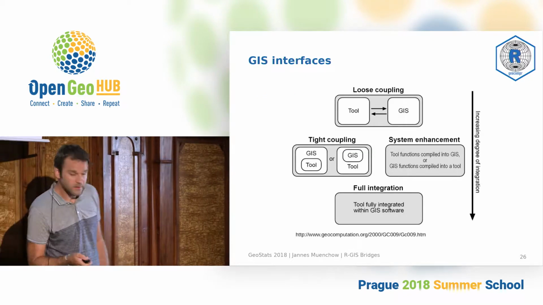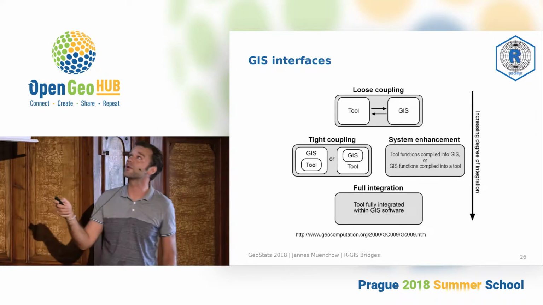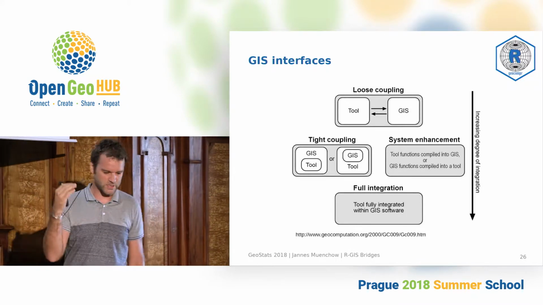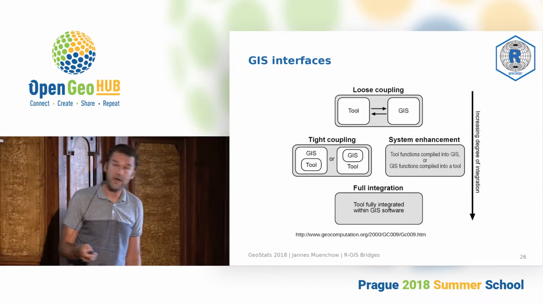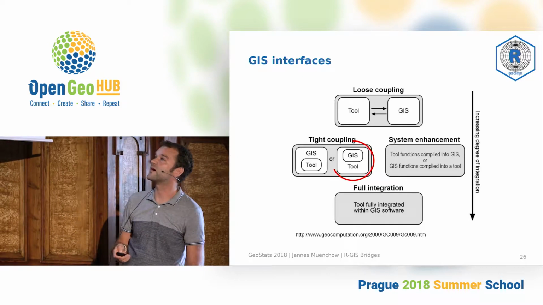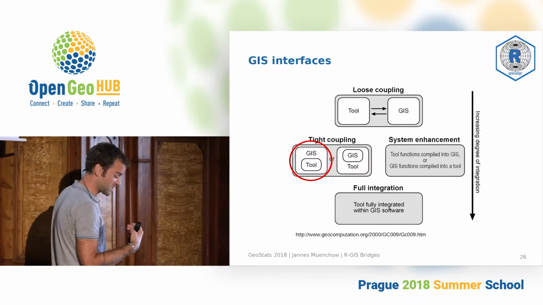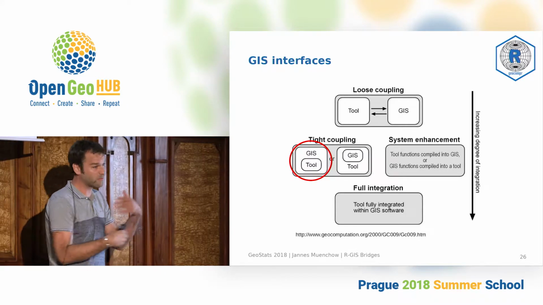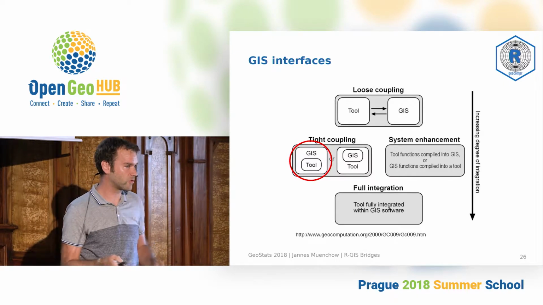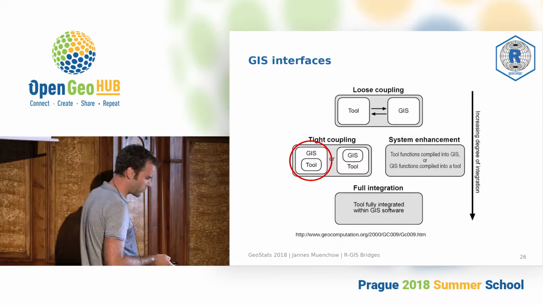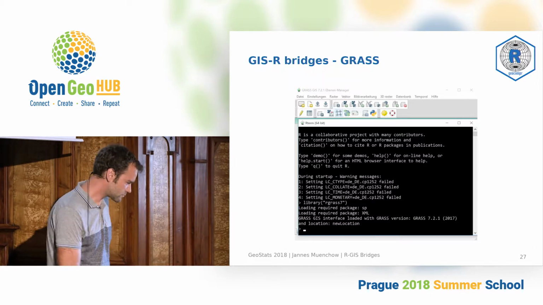There are different degrees of integration. Here is an increasing degree of integration. So loose coupling would mean you just export data from a GIS and then import it in R, then do some analysis, export it back into the GIS. And the tight coupling, this is what we find here, is if you can use a GIS from within another tool, such as R or Python or whatever, or the other way around. So if you would like to use from within a GIS, R or Python or whatever programming language you would like to use. And both ways are possible. Today we will talk more about the way from within R, but it is possible.